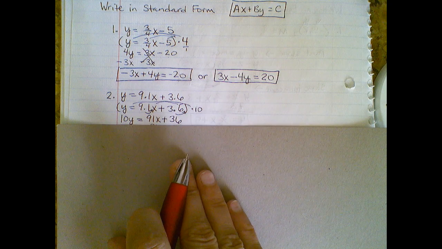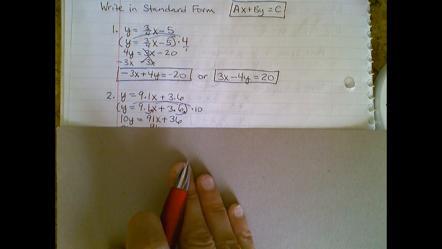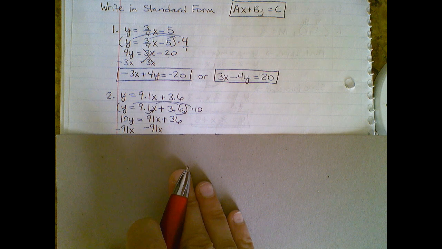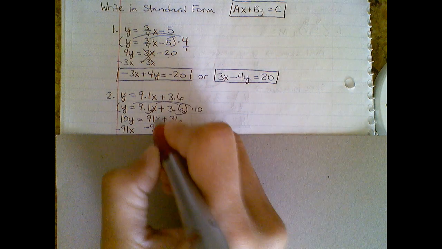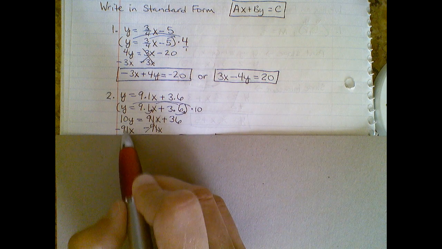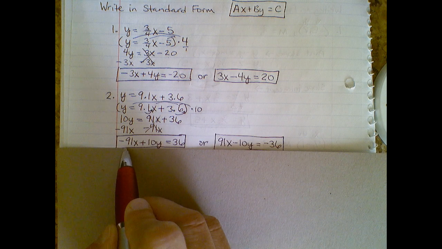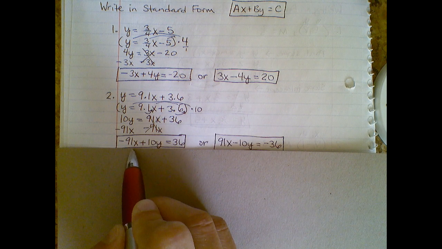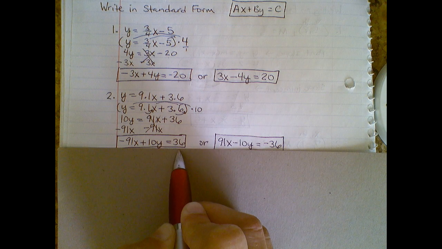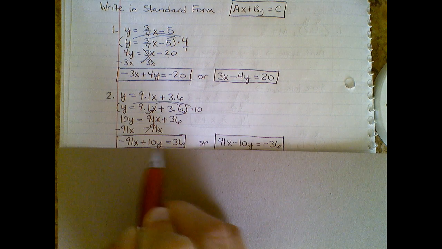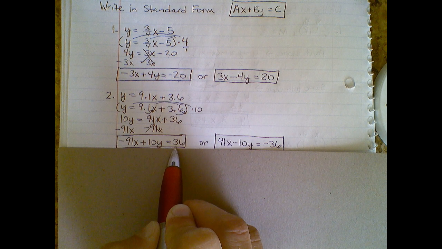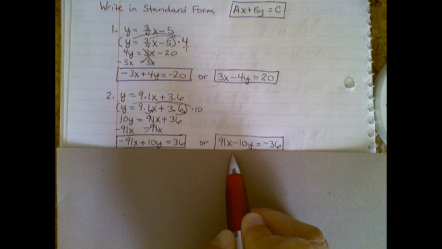And then from here, we got to get the x and y on the same side. So we're going to subtract 91x on both sides. Those cancel out. These are not like terms, so we're going to just write them next to each other. So we get negative 91x plus 10y equals 36. Now again, if you have these signs all the opposites, then this would be an acceptable answer also.